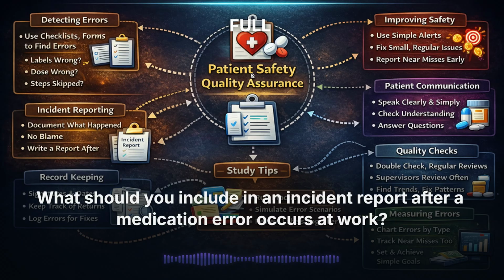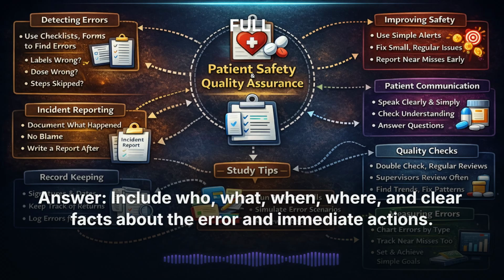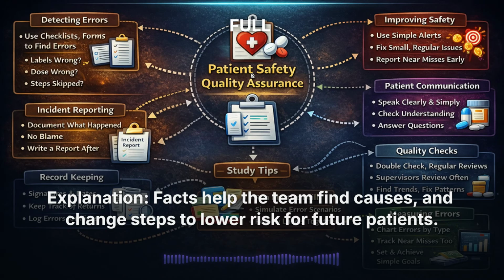3. What should you include in an incident report after a medication error occurs at work? Include who, what, when, where, and clear facts about the error and immediate actions. Facts help the team find causes and change steps to lower risk for future patients.